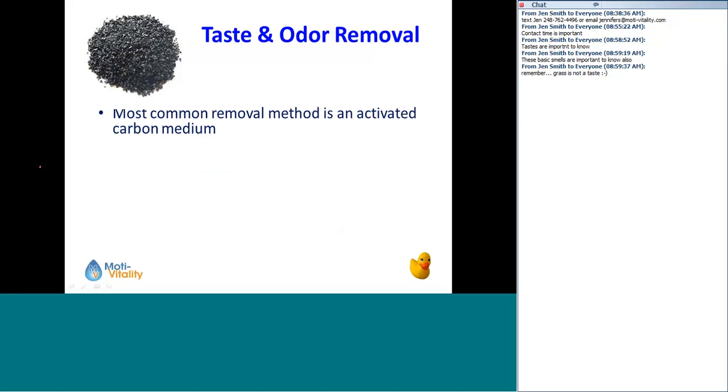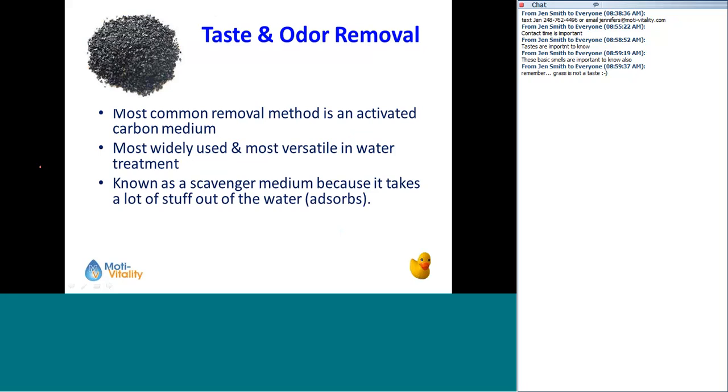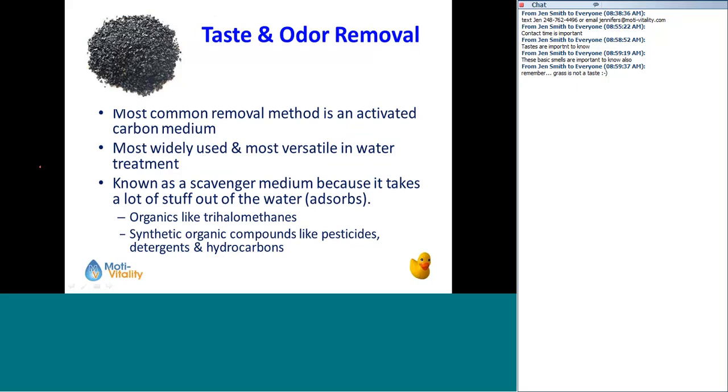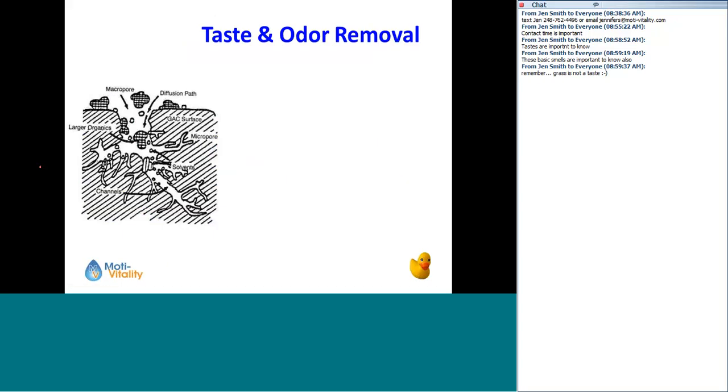Taste and odor removal. The most common removal method is an activated carbon medium. It's the most widely used and most versatile in the water treatment industry. It's known as a scavenger medium because it takes a lot of stuff out of the water. It absorbs a lot of stuff. The only problem with that is because it does so much, you've got to replace it more often. It will remove organics like trihalomethane, synthetic organic compounds like pesticides, detergents, and hydrocarbons. So it does take this stuff out. It is really good for that.